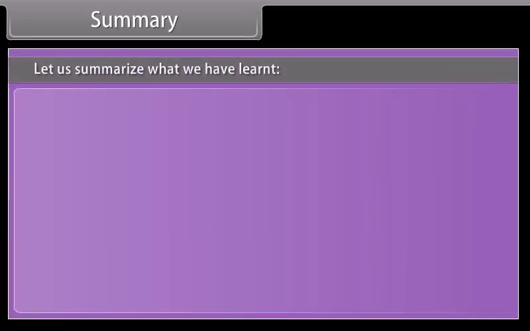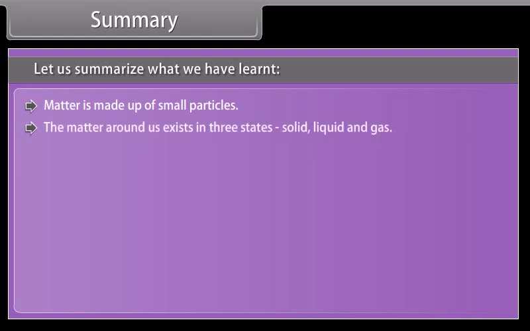Summary. Let us summarize what we have learned. Matter is made up of small particles. The matter around us exists in three states: solid, liquid, and gas.